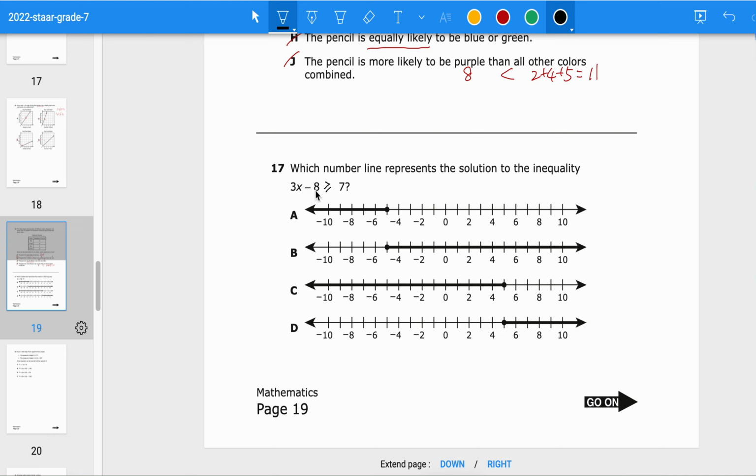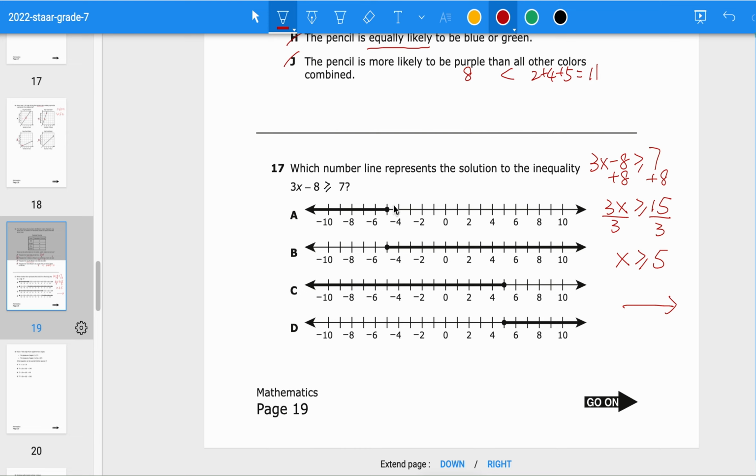Saying 3x minus 8 is greater than or equal to 7. So let's solve this inequality. For 3x, we're going to move the 8 to the right side by adding 8 on both sides, right? So 3x is greater than or equal to 15. And then we're going to divide by 3 on both sides to remove the 3. X is greater than or equal to 5. And greater than or equal to 5 means it should go to the right direction. And then we need to find 5.